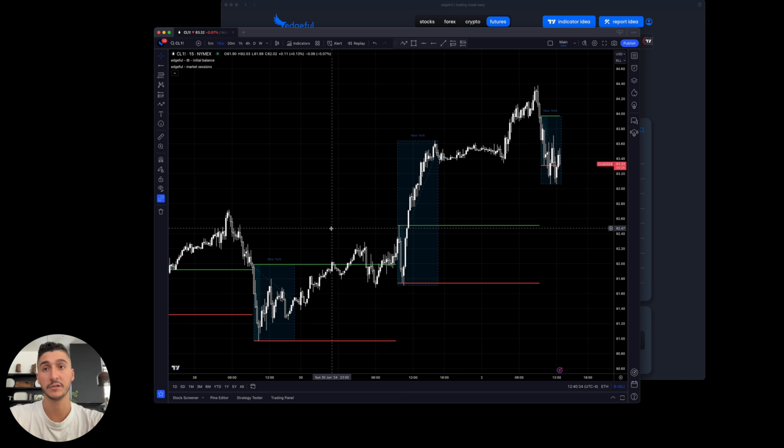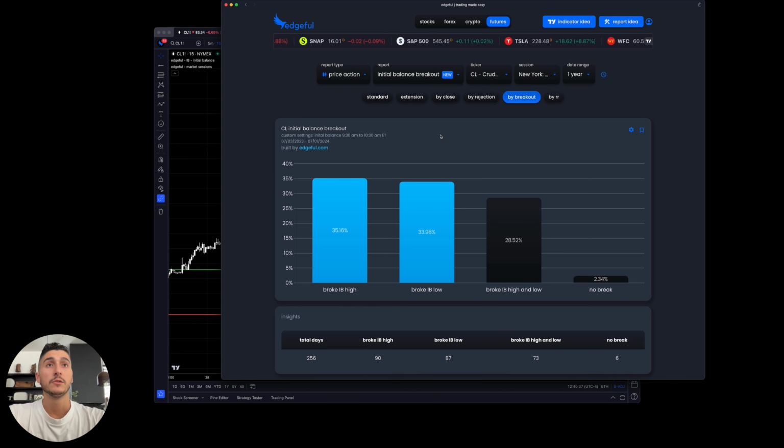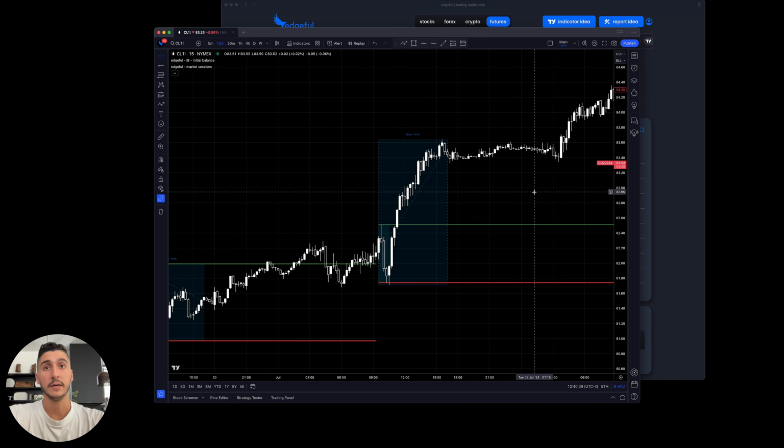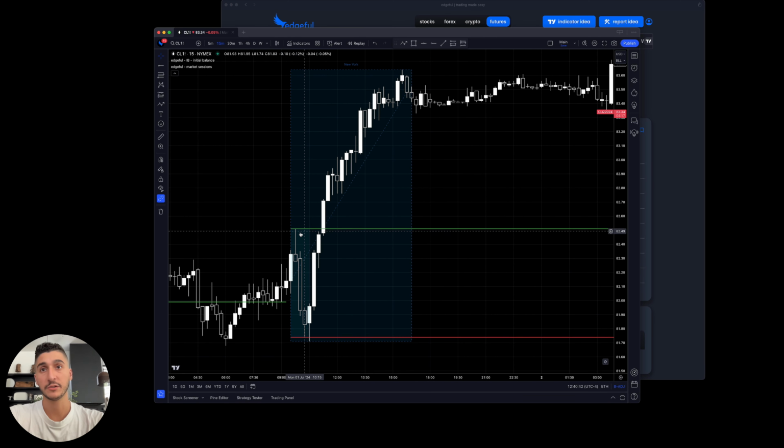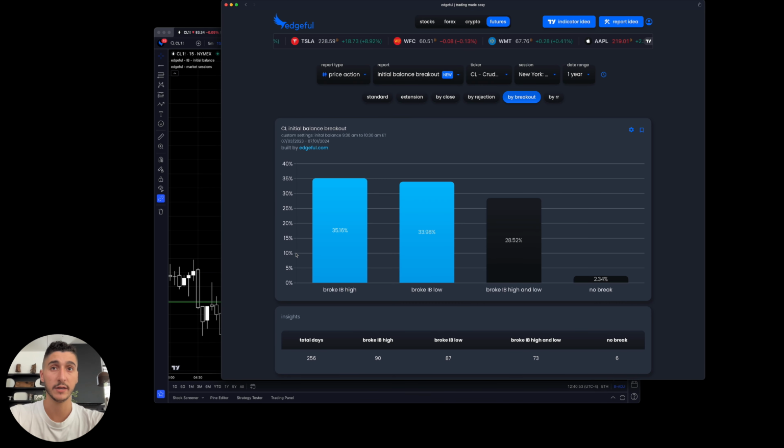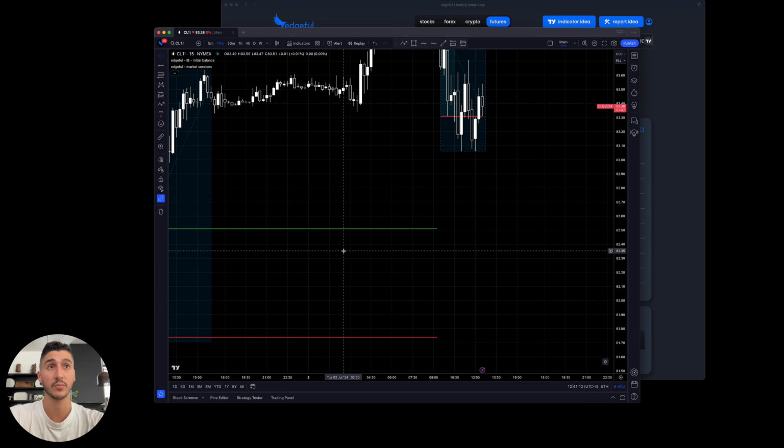So I'm going to show you a few examples here. The initial balance is formed in the first hour of trading. So this is the high and the low of the first hour of trading. You can see that here price broke to the downside very briefly, then broke to the upside. What this report is measuring is how often it breaks to the top side, how often it breaks to the bottom side, and then how often it breaks both. And then most importantly, how often it breaks neither side. So this happens less than 3% of the time in the entire last year. So you want to be targeting one side to break.